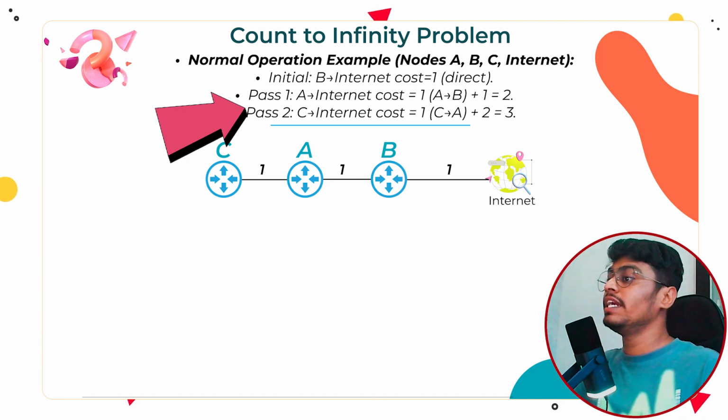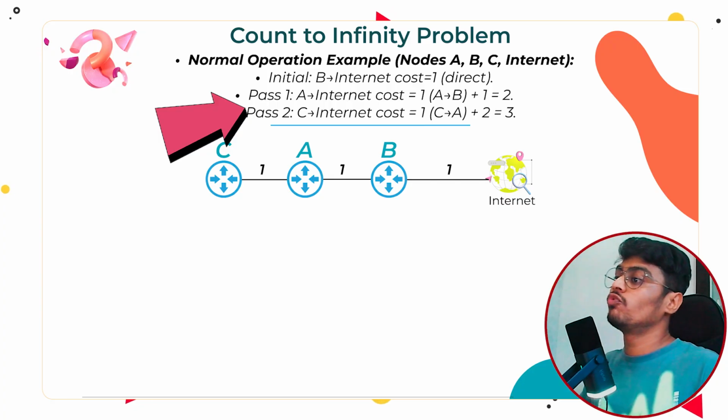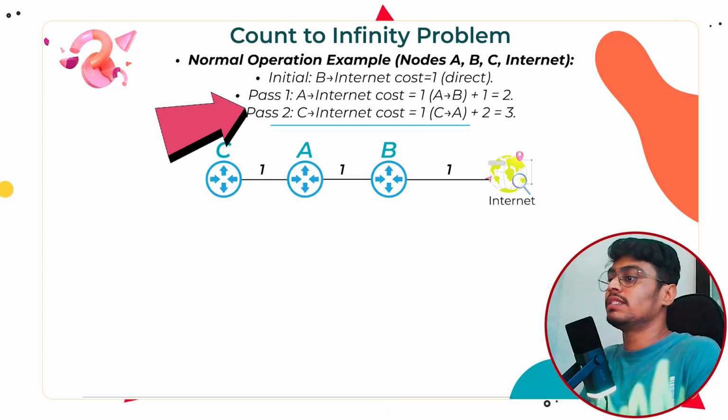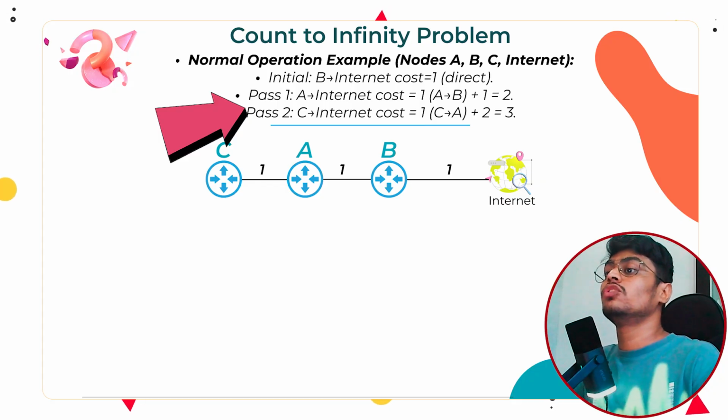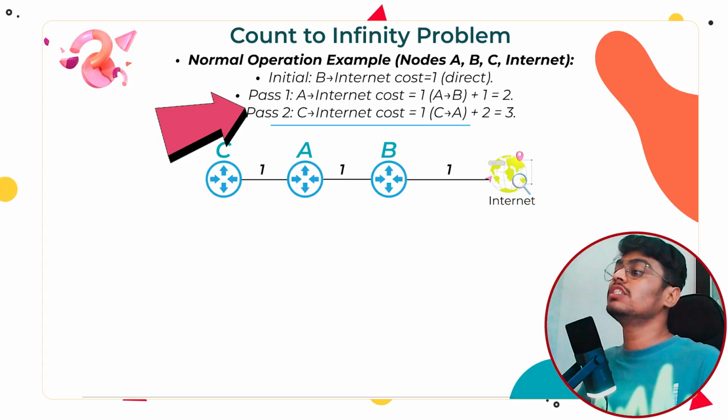After the second pass, A tells C that it can take C to the internet at cost 2. So C calculates its cost to A is 1, and A's cost to the internet is 2, so the total cost is 3. C's cost to the internet becomes 3. In subsequent passes, these values stabilize because no better paths are found. This is normal operation.